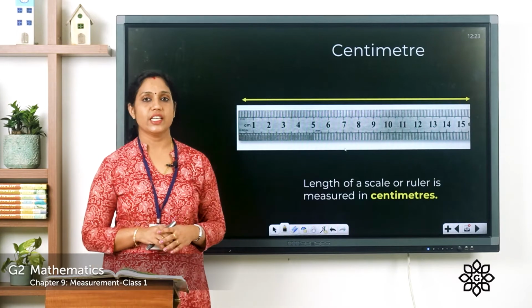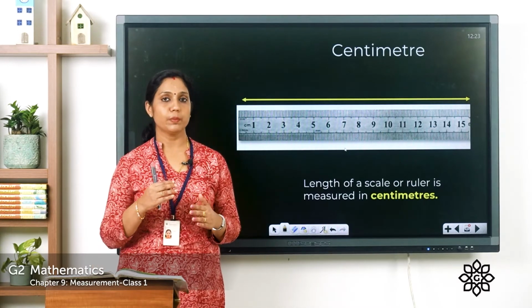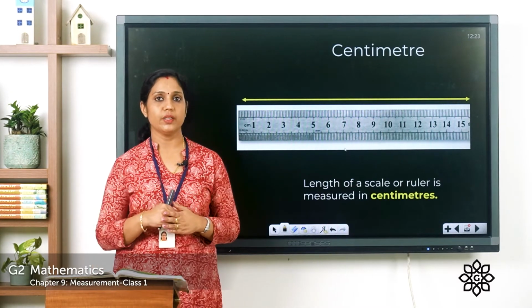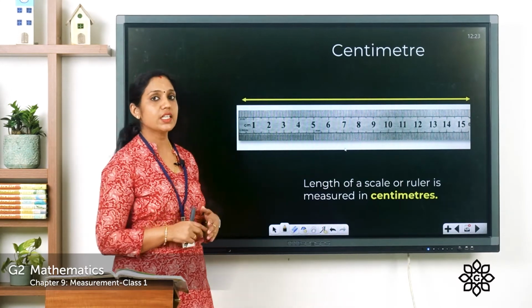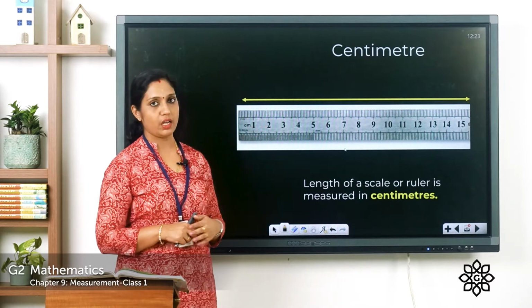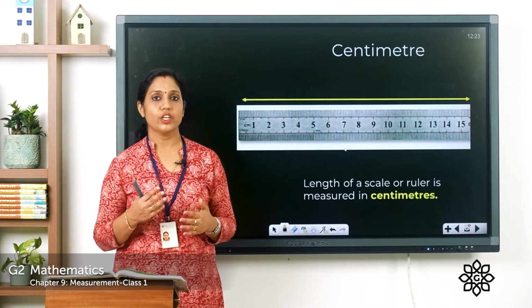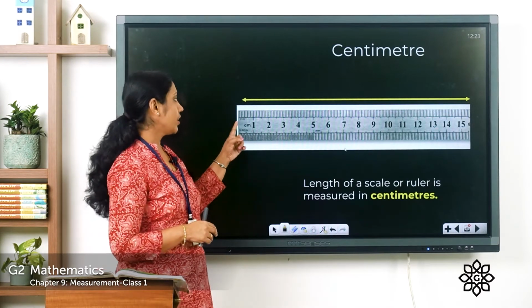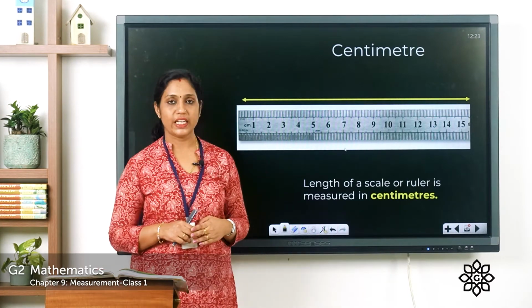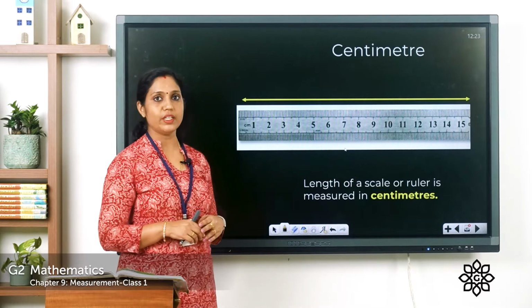Next, let's learn about the centimeter. Meter can be further divided into centimeters. So what is a centimeter? Here you can see a ruler and you can see some lines marked on it. You can also take your ruler and see if there are any lines marked on it. And you can see it's written from 0 to 15. So this is the centimeter.